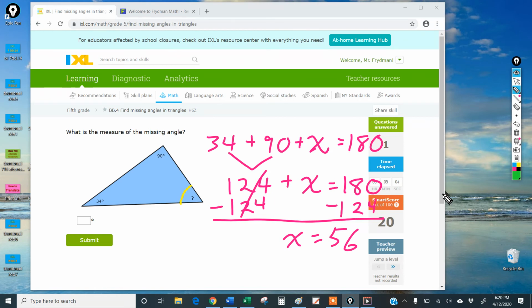We have 90 plus 34 plus 56 is equal to 180. Yeah, so it works. So we're just figuring out the missing value that makes the sum equal to 180 degrees. Right? So in that case, it would be 56.